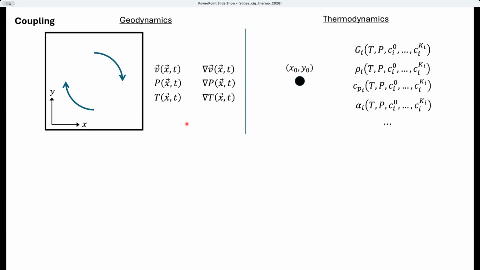Thermodynamics, on the other hand, or a pure thermodynamic problem, is typically, and I'm simplifying a bit here, only interested in a single spatial point, but its complexity or its high dimensionality comes from the compositional dependence of these free energies and thermodynamic parameters that I was setting up in the previous slides.